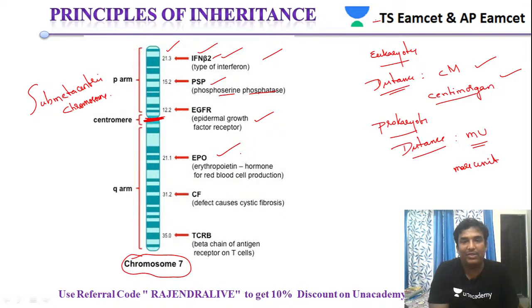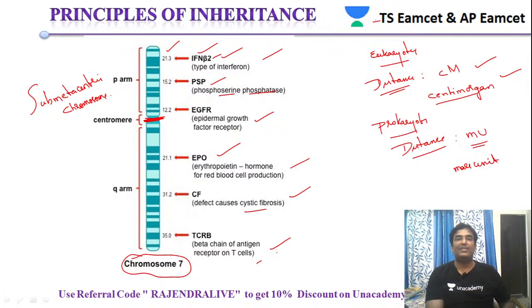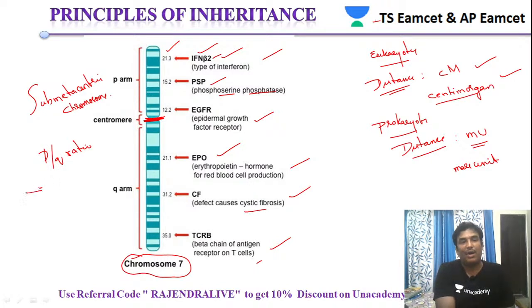And you have the erythropoietin hormone gene. You have cystic fibrosis here, CF. The beta chain of the T cell antigen receptor. So like this you have different genes on the chromosome. This chromosome number 7 is submetacentric, so the P by Q ratio will be less than 1. Okay.